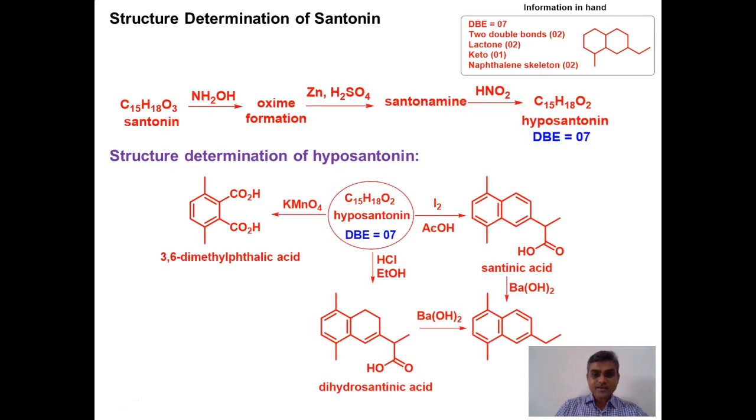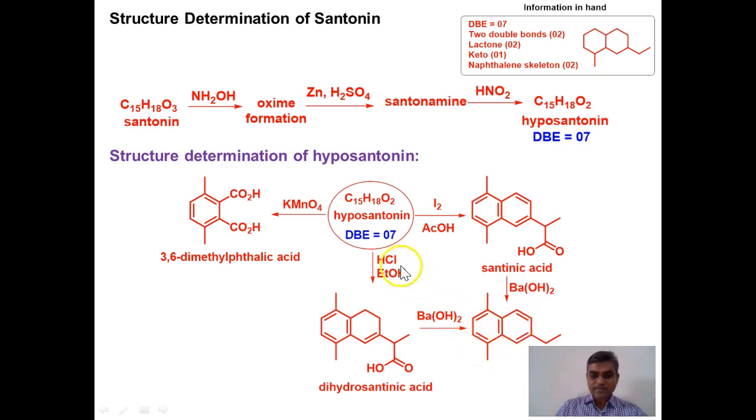So in this experiment the structure of hyposantonin was elucidated on the basis of various reactions. When hyposantonin is oxidized with KMnO4, it forms 3,6-dimethyl phthalic acid, and the formation of 3,6-dimethyl phthalic acid clearly indicates that it is this ring which is likely to contain the 2 double bonds, attached to a saturated ring, and because of that the dicarboxylic acid is formed on this side of the molecule. Another reaction, with molecular iodine, forms santalinic acid with these 2 methyl groups attached at 1,4 positions, and this also undergoes decarboxylation and we get this molecule.